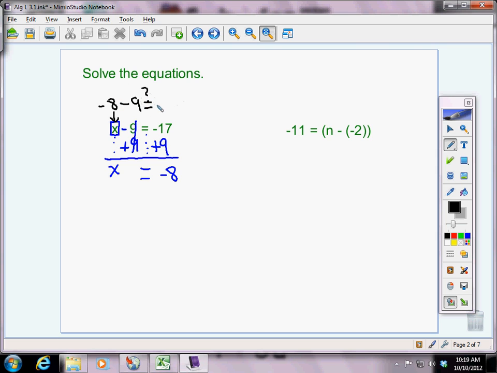Does that equal a negative 17? And if you test that, yes it does. Here's a cool thing about equations. You know if you did it right. If you take what you get for the variable and plug it back in, you can test and see if you have the right answer.